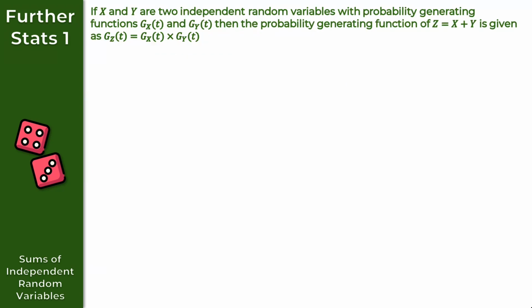So let's just summarize here. If x and y are two independent random variables with probability generating functions g of x in terms of t and g of y in terms of t, then the probability generating function of z, which is the sum of x and y, is given as follows. So g of z in terms of t is equal to the product of g of x in terms of t and g of y in terms of t. So this result is really, really important. Do make a note of this.